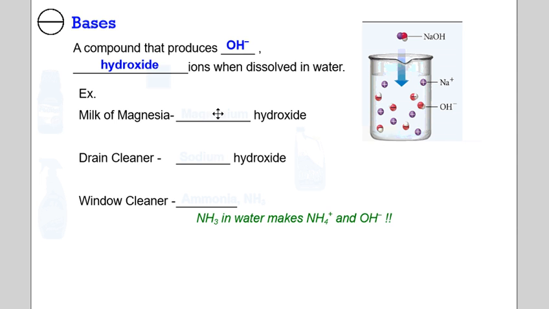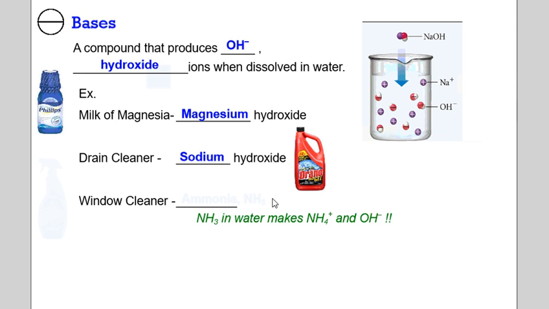Some common bases that you might know of: milk of magnesia, which is used to treat dyspepsia, the irritation of the stomach. Drain cleaner, sodium hydroxide, is used to clear drains, obviously. And ammonia, that's in window cleaner. Really, this isn't ammonia that's in the solution. When you put ammonia in water, it makes ammonium and hydroxide. So you don't really get ammonia in water. Ammonia is a gas.